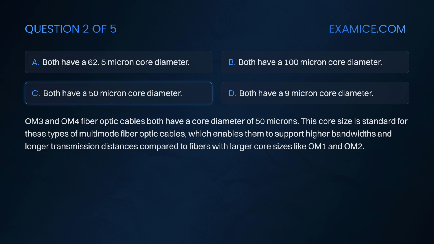OM3 and OM4 fiber optic cables both have a core diameter of 50 microns. This core size is standard for these types of multimode fiber optic cables, which enables them to support higher bandwidths and longer transmission distances compared to fibers with larger core sizes like OM1 and OM2.